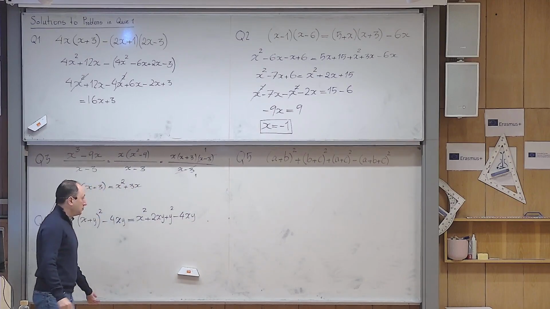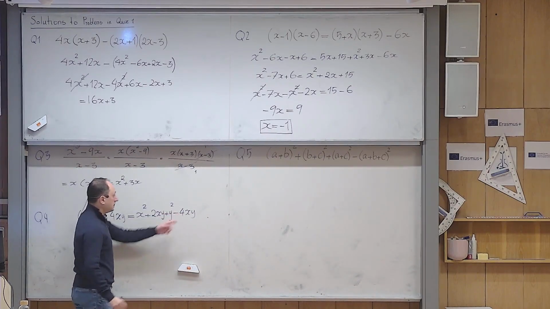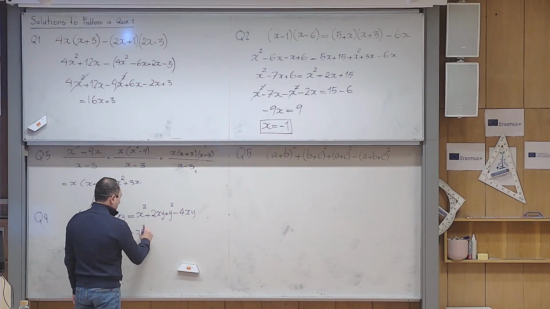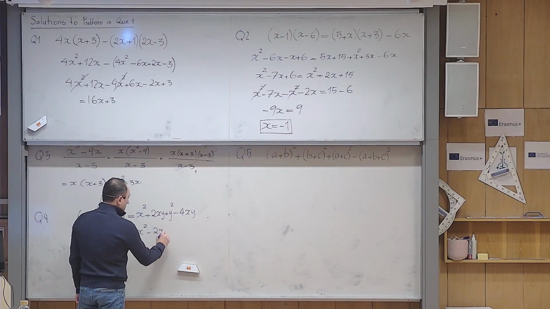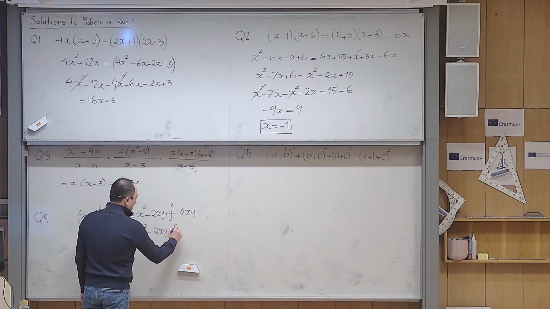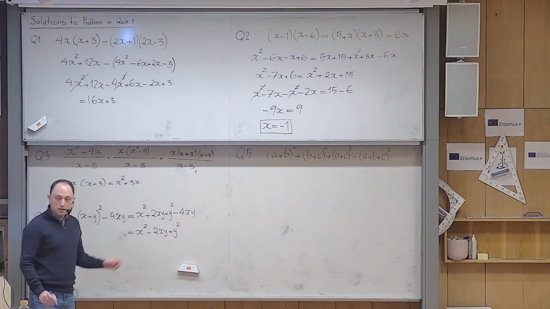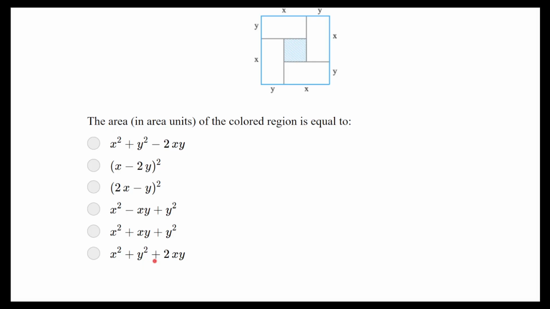But then immediately you realize that I have a similar term, so it becomes x squared minus 2xy plus y squared. Is this one in the options? Yes, and that is the first one.